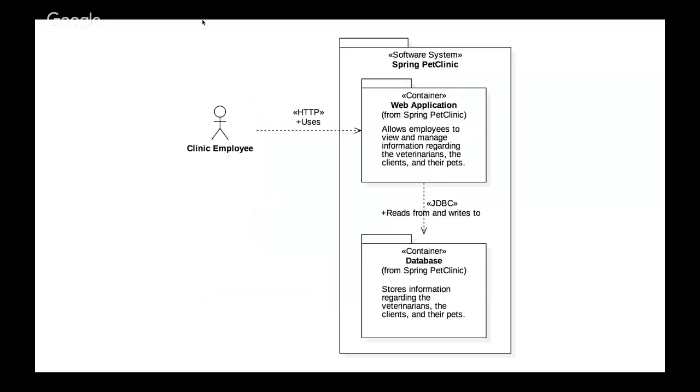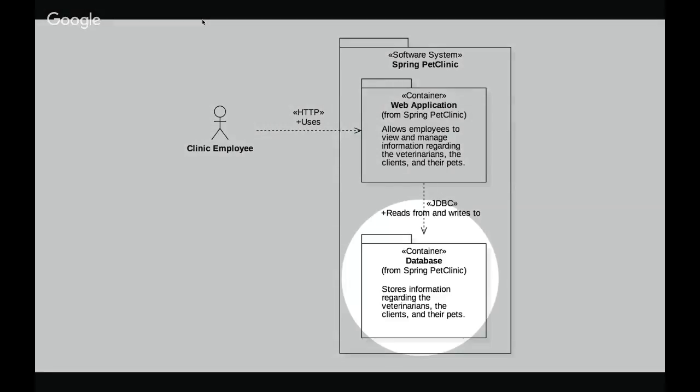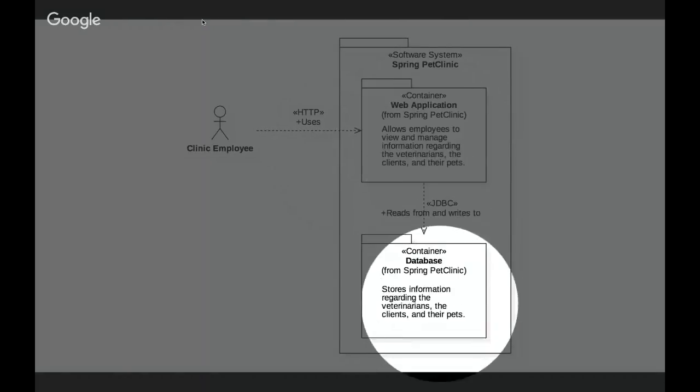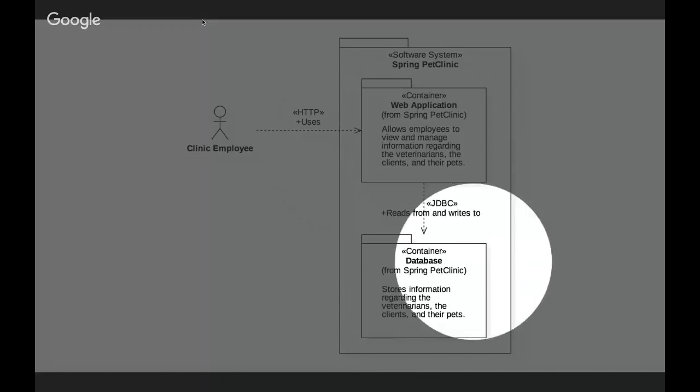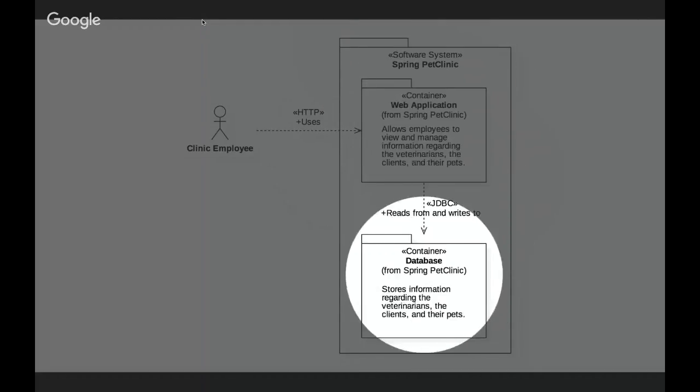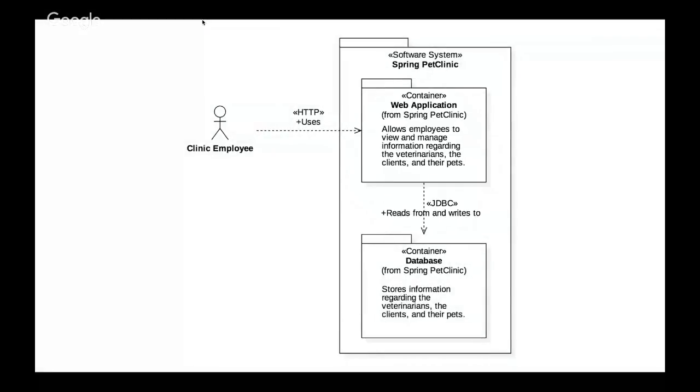If we zoom into the system boundary, this is an example container diagram drawn using UML. So it's the same thing. It's the clinic employee using the web application. The web application talks to the database. And here I'm using a package to represent the software system and sub-packages to represent each of the containers, the web app and the database.